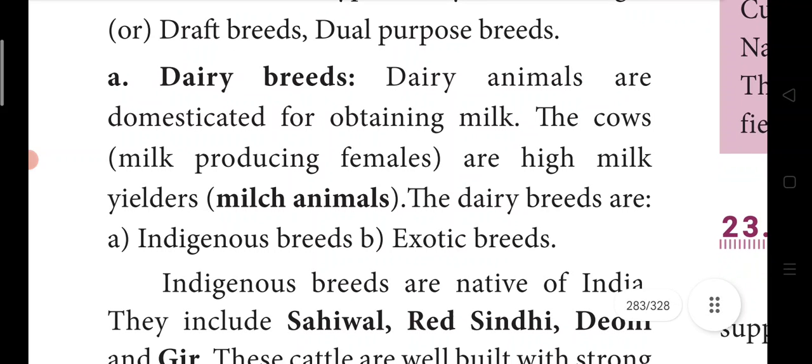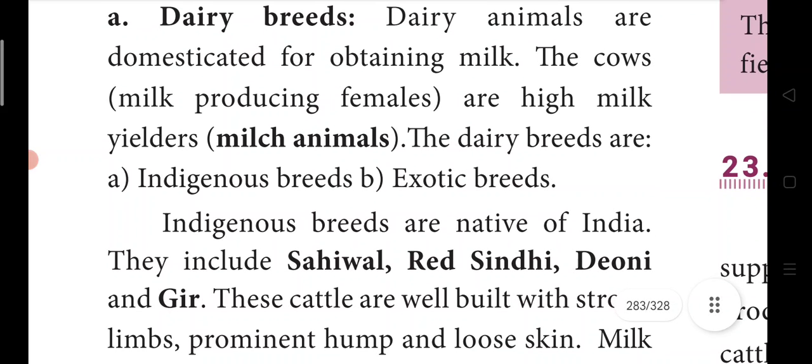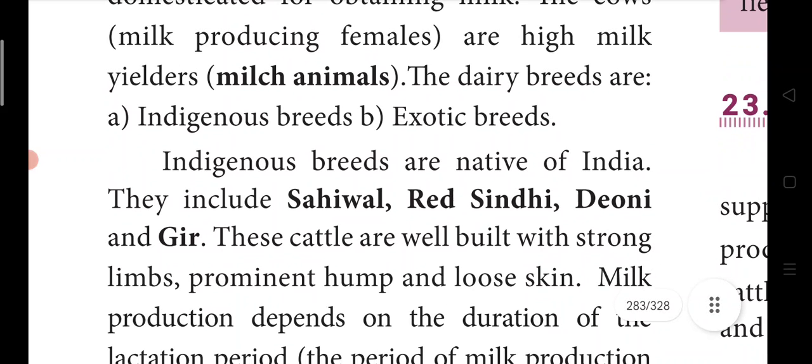Dairy breeds are mostly domesticated for milking purposes only. Milk producing females are called milch animals. After giving birth to a young calf, these milch animals will have the lactation period, which means they will produce more milk after giving birth to the young ones. That is the lactation period. So these dairy breeds are of two types. One is indigenous breeds, the other one is exotic breeds.